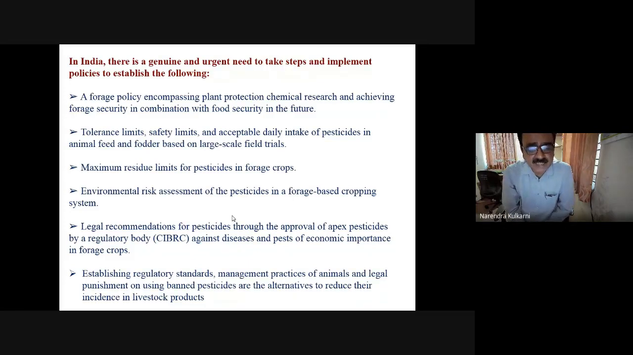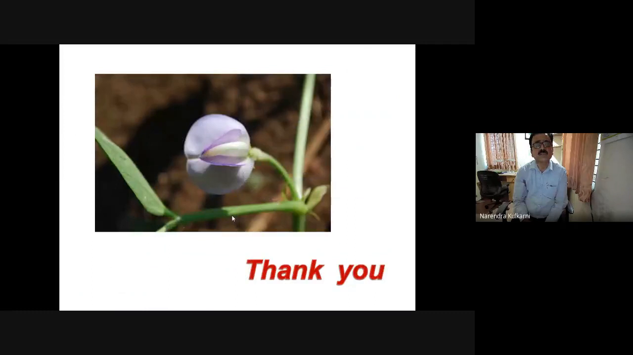Establishing regulatory standards, management practices for animals, and legal punishment for using banned pesticides. Yes, this is lacking in our country, because many of the banned pesticides are still available in the market and are still used in agriculture. So definitely they will have an impact. When they impact vegetables and fruits, automatically they will have an impact on milk products or animal products also.